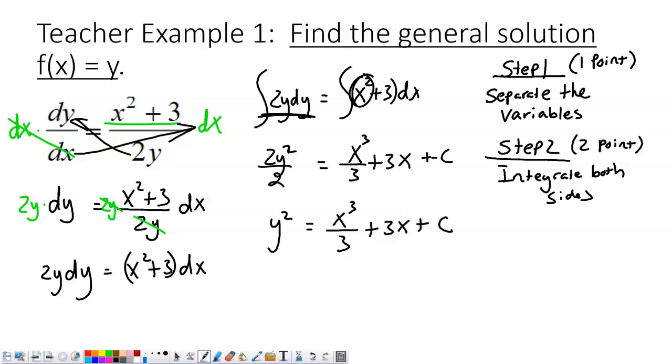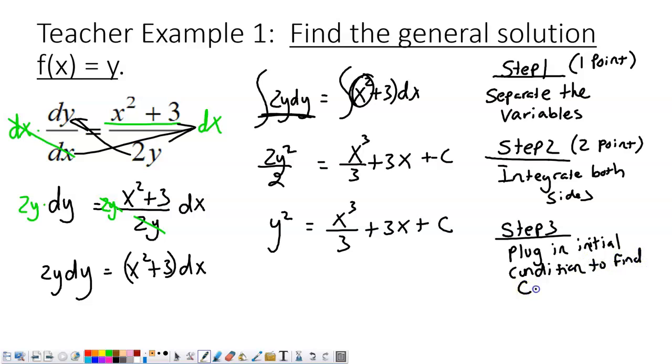All right, the next step. The next step, we don't really need to do the next step here. But usually what it is is plug in your initial condition to find the C. But in this problem, we're not doing that. I'm still going to write the step. But you only do that if you want the particular solution.